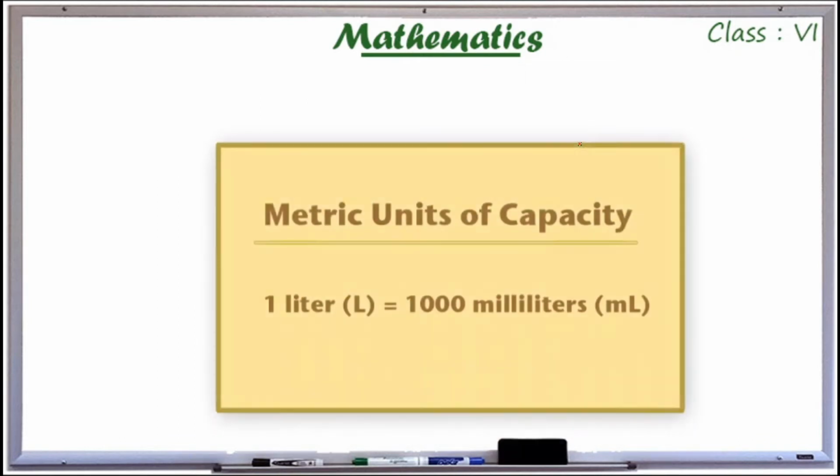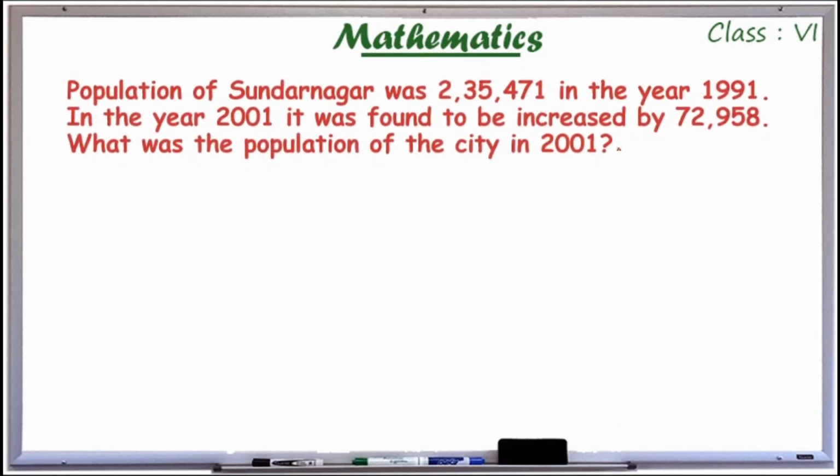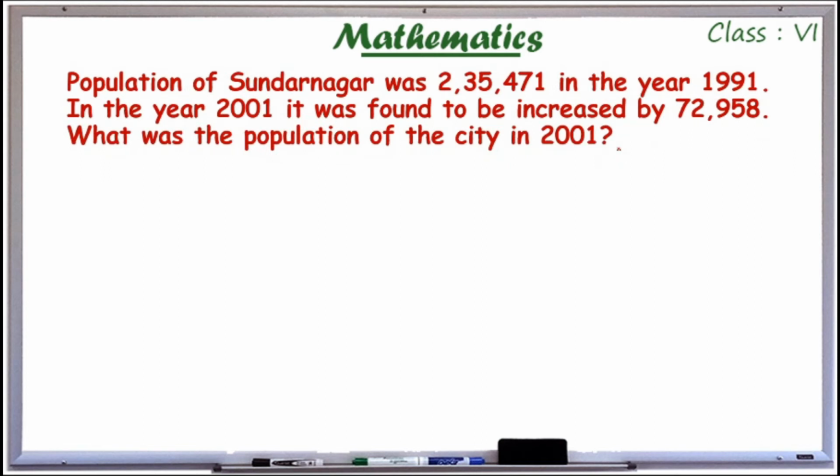In the case of liter also, liters are used to measure capacity. Suppose I can say there is 1000 liters of water in my tank. 1000 liter shows the capacity. So 1 liter means 1000 milliliter. Now we are starting our problems.